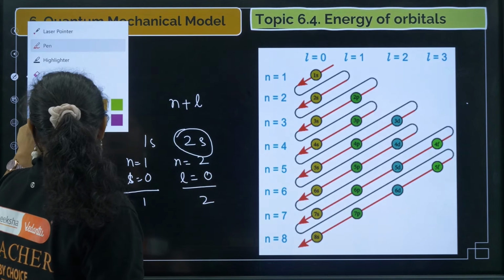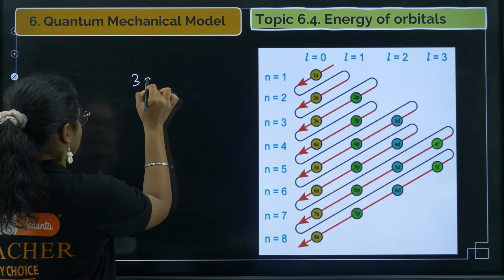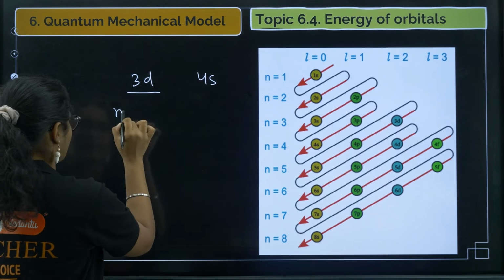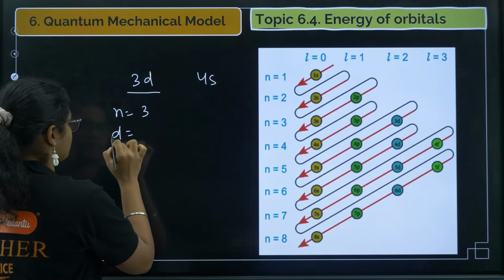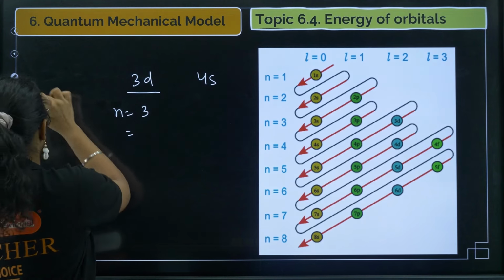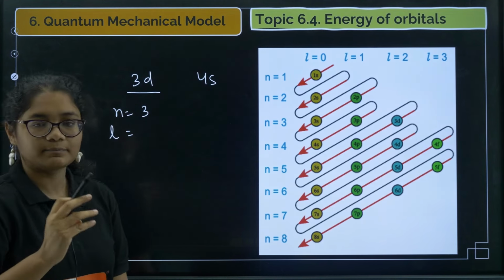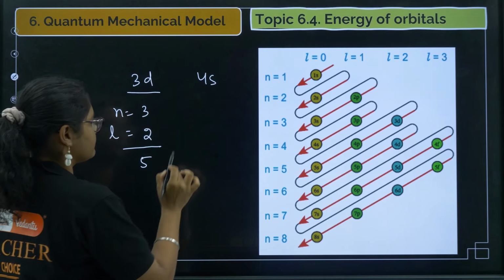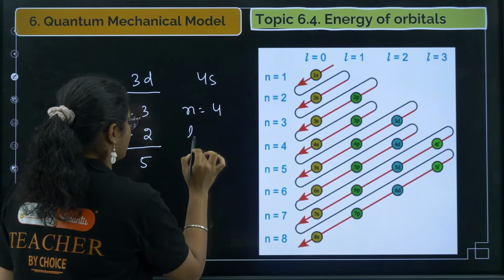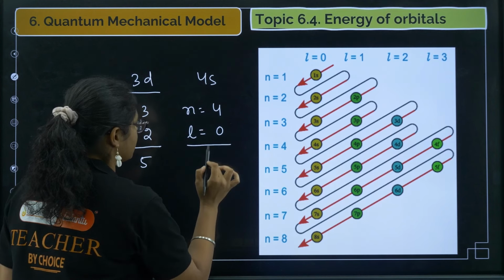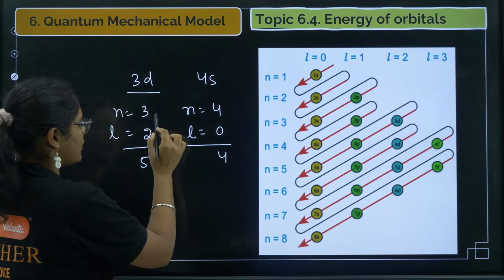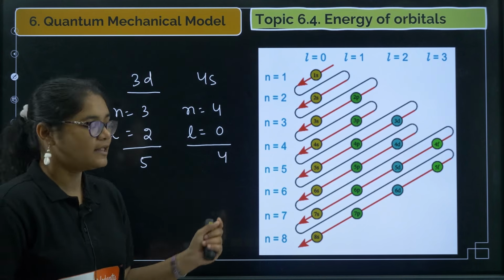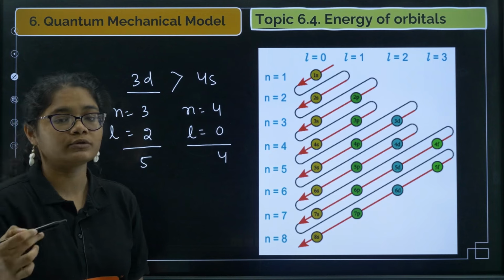Clear? Now similarly, if you check 3d and 4s. For 3d, n is 3 and the L value is 2, since s, p, d are 0, 1, 2. So n plus L is 5. Here for 4s, n is 4 and L is 0, so n plus L will be 4. Whose n plus L value is higher? 3d is higher, so the energy of 3d will be more than 4s.